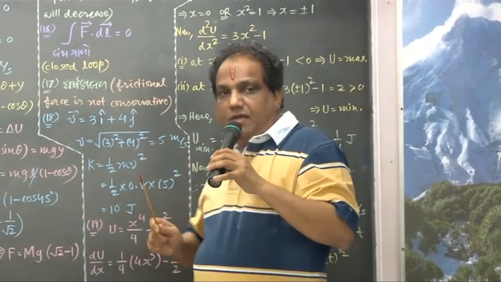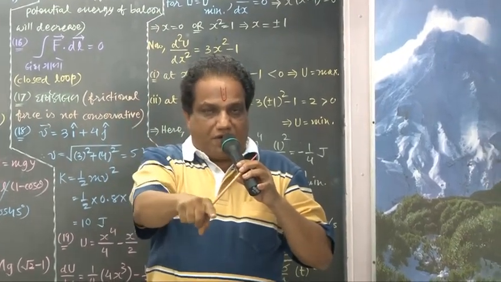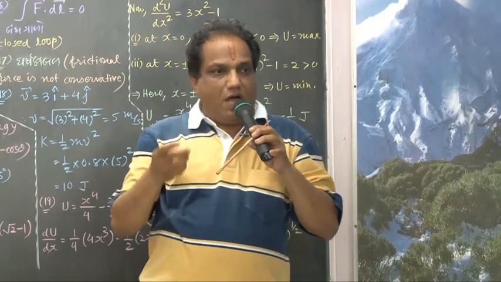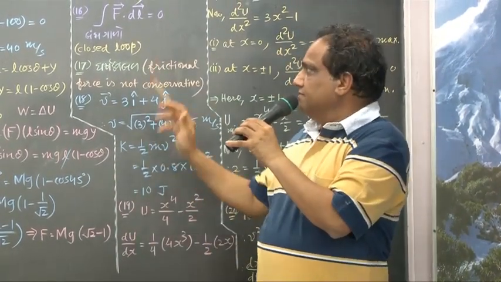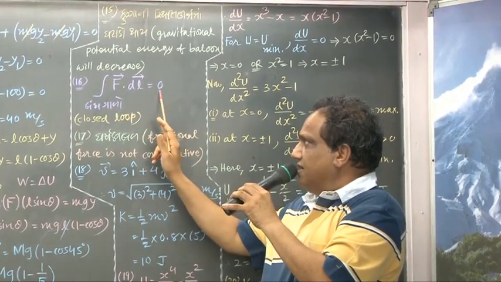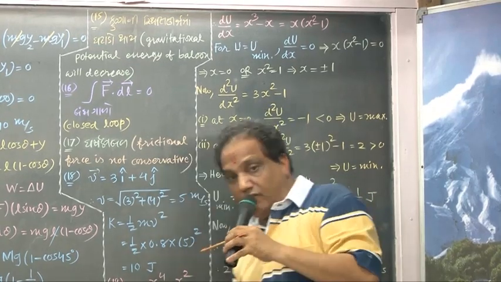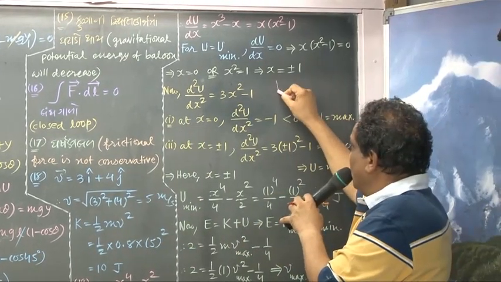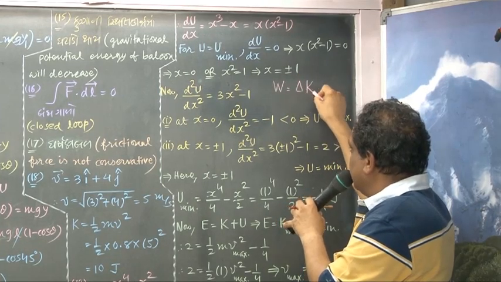For a closed round trip of a body under the influence of a conservative force, remember, the integration of vector F dot vector dl is 0. Why? Don't you know the work energy theorem? W equals delta T. Correct?